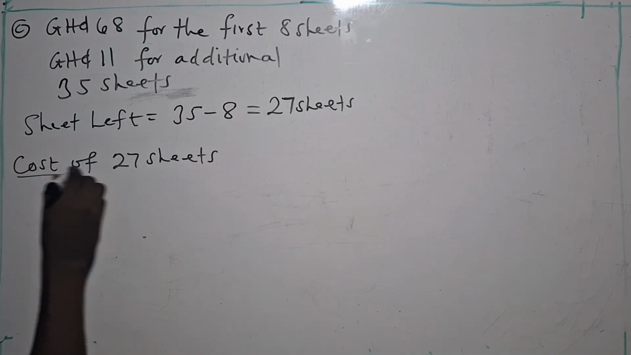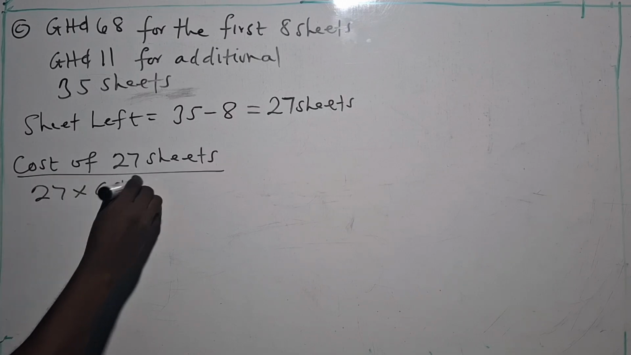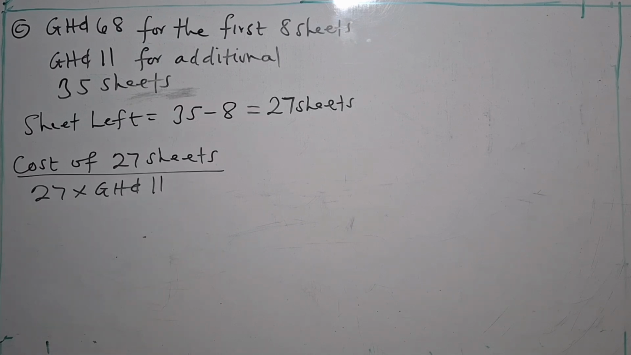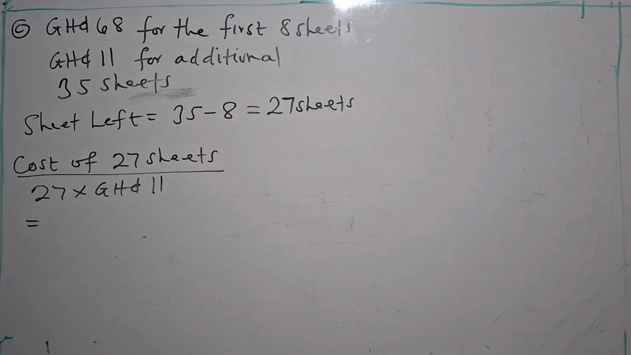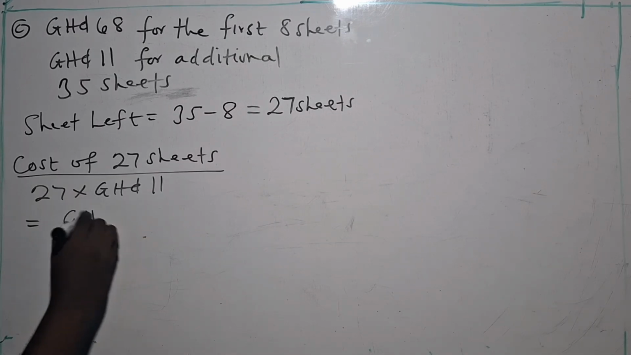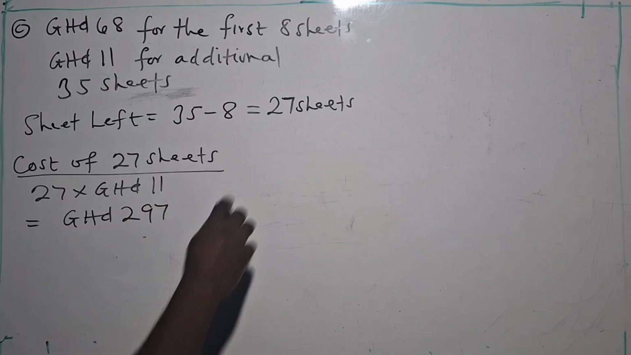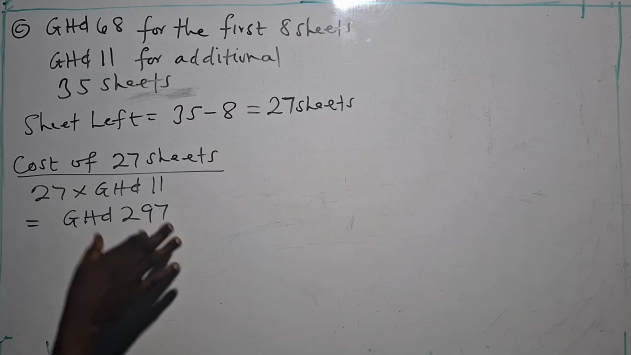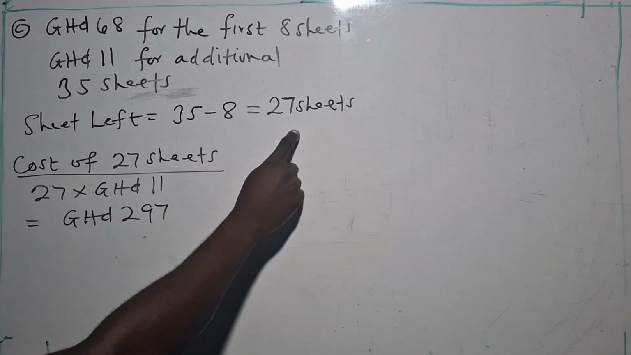The cost of 27 sheets is going to give us 27 times how much does it charge? 11. Yes, 27 times 11. So when you multiply 27 by 11, you are going to get 297. Yes, you can do your calculation with a vertical method. So when you multiply this, you get 297 cedis. So the extra cost you are going to pay is 297 cedis, that's for the extra 27.